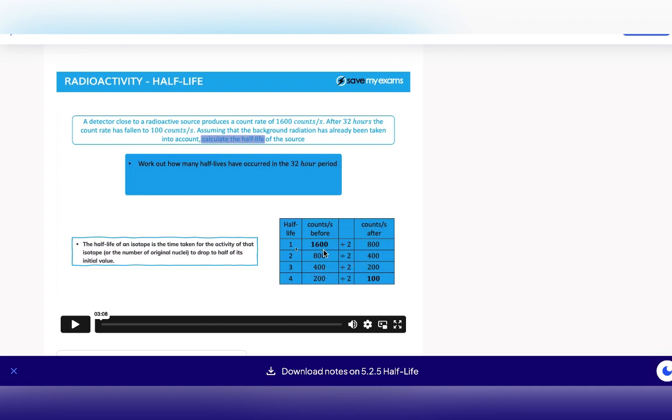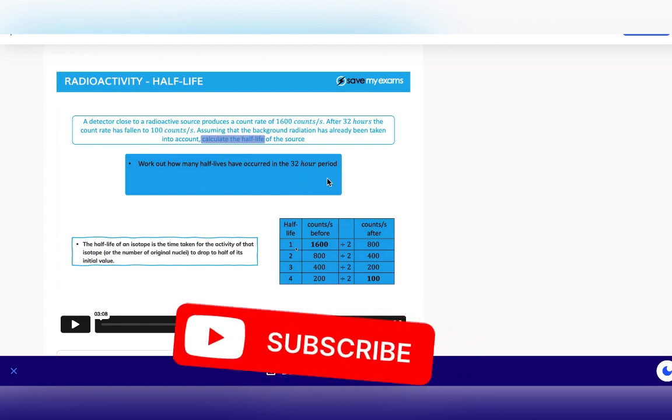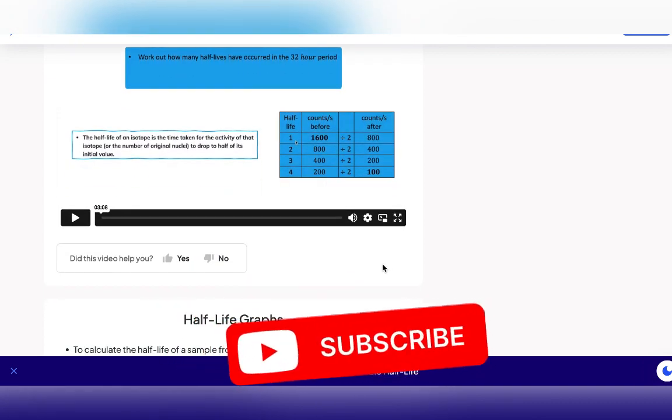That's in the first half-life, we divide by 2, 800. Second half-life, we divide this one by 2, we get 400. Third half-life, we divide 400 by 2, we get 200. Fourth half-life, you divide 200 by 2, you get 100. So in this case, there are 4 half-lives. After 32 hours, 4 half-lives have passed. So that's that for this question.